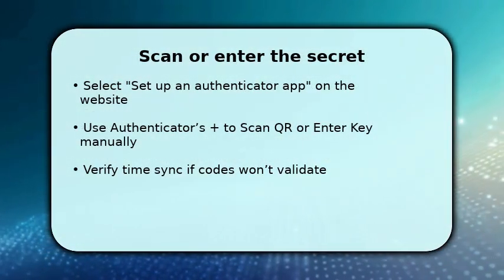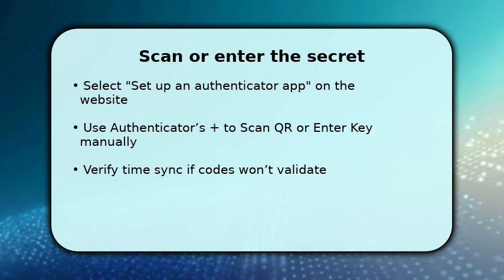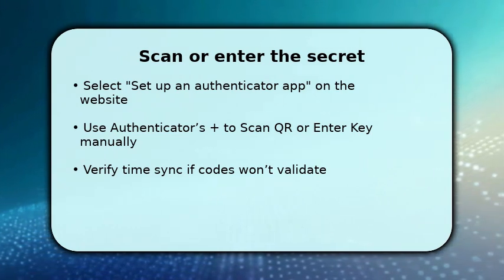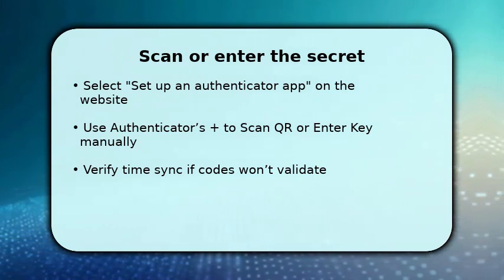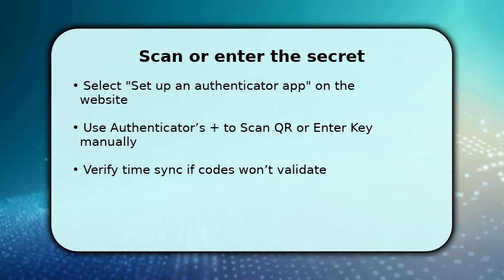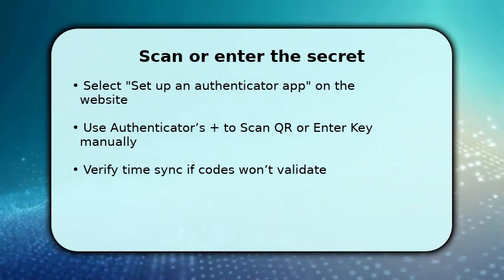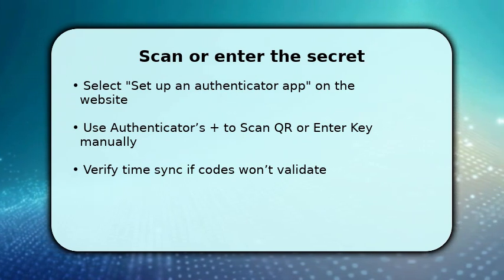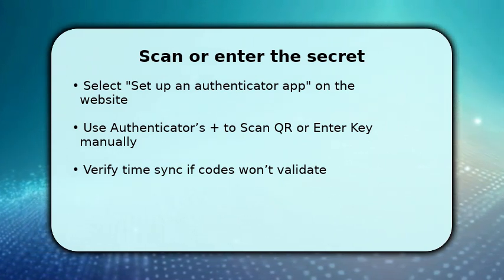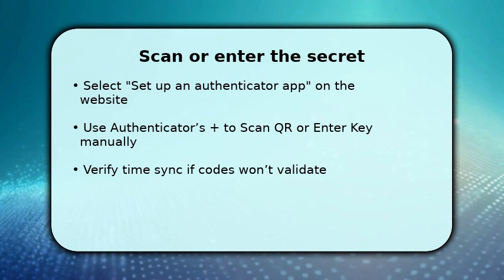Next, create the link between the service and your app by scanning the QR code or entering the secret key. In Google Authenticator, tap the plus sign and choose Scan a QR code or enter a setup key. Scanning is faster, but manual entry works when the camera fails. Enter the account name so you can recognize it later.